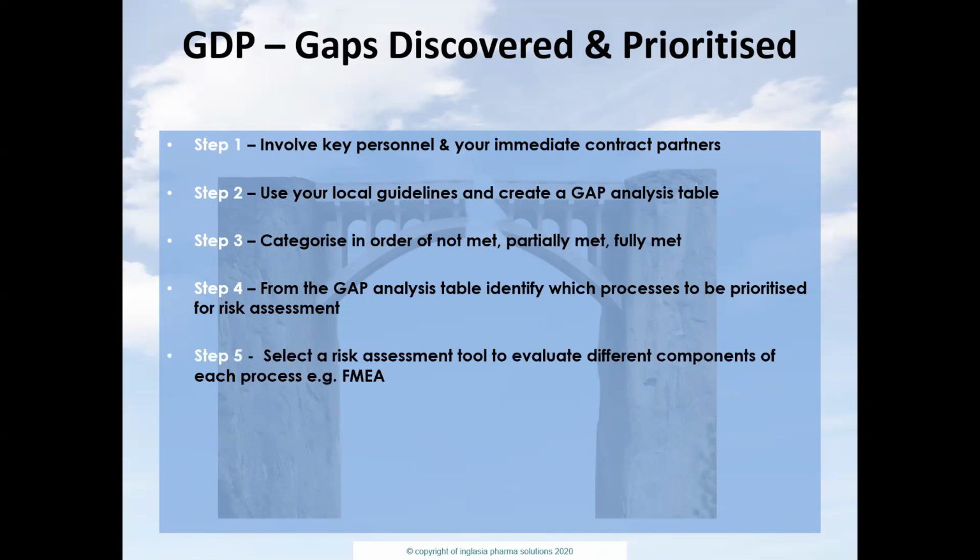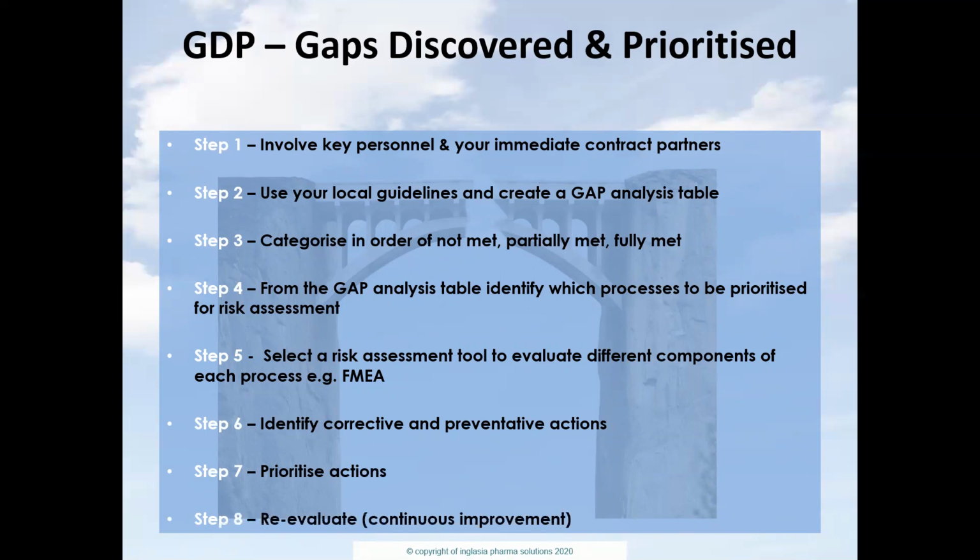Select a risk assessment tool that works well for you. I tend to use the failure mode effect analysis, which is very commonly used within the pharmaceutical industry. And it's one that's used in this example during the GDP training session. And you identify what are the corrective and preventative measures that come out from your risk assessment. Prioritize the actions and reevaluate them on an ongoing basis, typically on an annual, every 12-month basis, to see if the risk level has been reduced further.